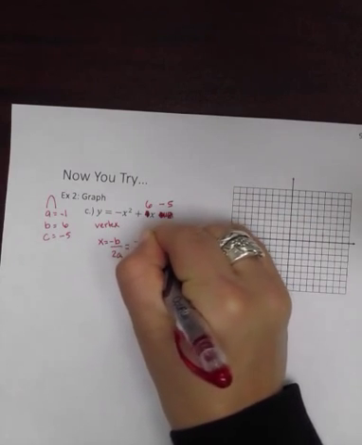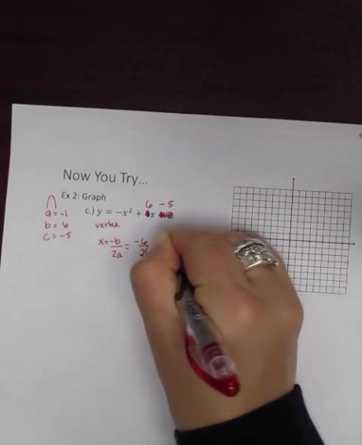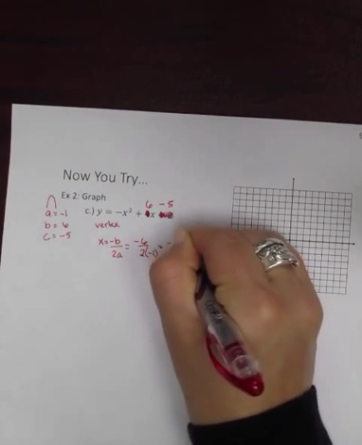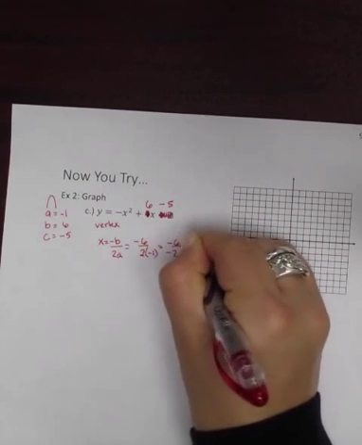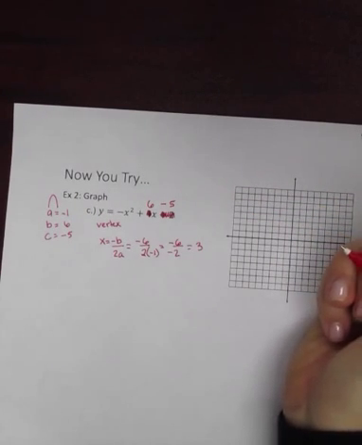So then we're going to plug it in. We're going to go negative 6 over 2 times negative 1. So that will be negative 6 over negative 2. And we know a negative over a negative gives us a positive.